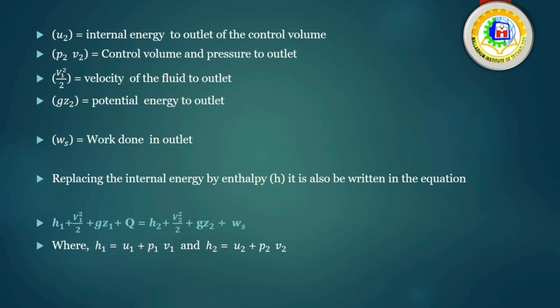Now what happens if we replace the internal energy with enthalpy H? Then it looks like this: H1 plus V1 square by 2 plus gZ1 plus Q at the inlet, and the outlet is H2 plus V2 square by 2 plus gZ2 plus shaft work.